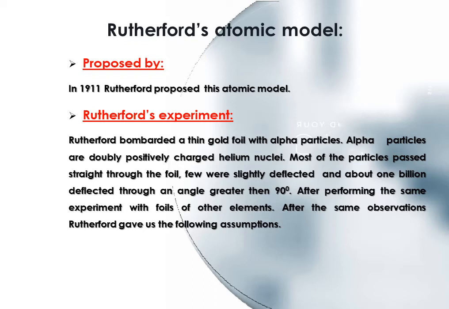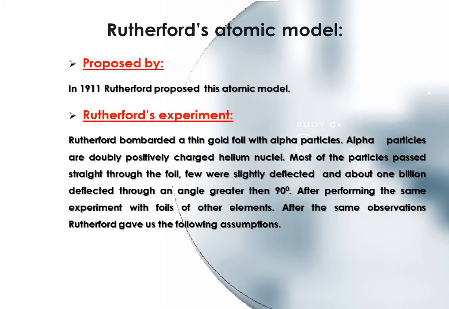As you know that atomic number of helium is 2, and when these two electrons are removed from it, then it attains the double positive charge. So actually the alpha particles are doubly positively charged helium nuclei. After bombardment of alpha particles on gold foil, he observed that most of the alpha particles passed straight through the foil, few were slightly deflected, and about 1 in a billion deflected through an angle greater than 90 degrees.